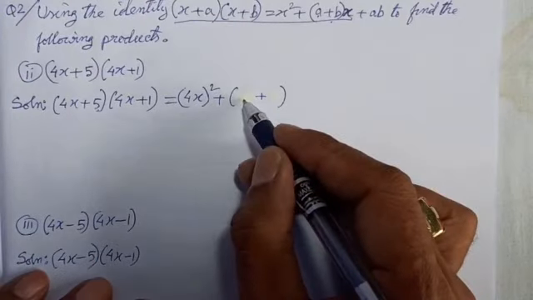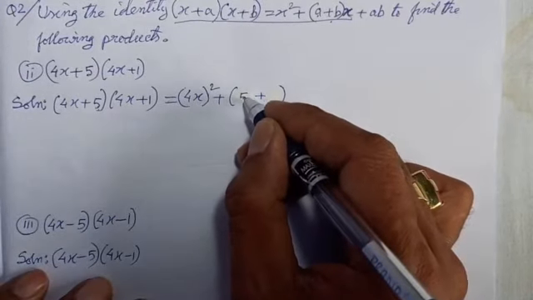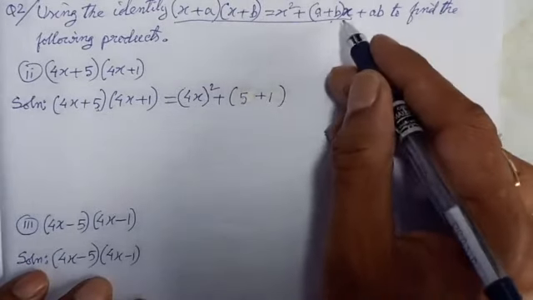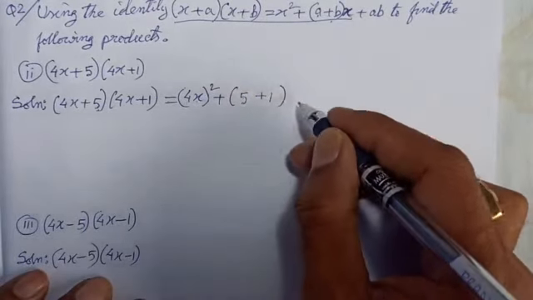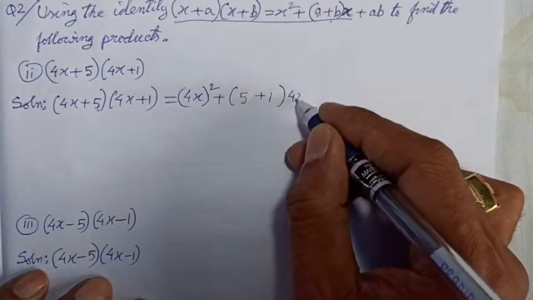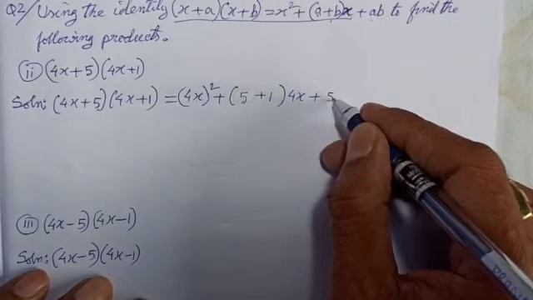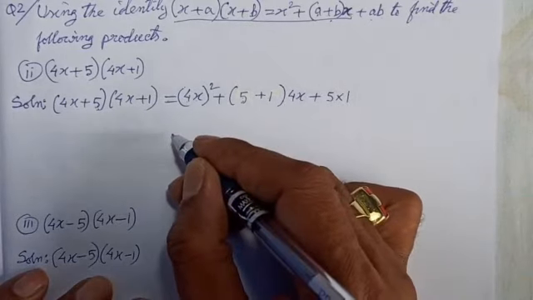So here a means 5 and b means this one. After that x means 4x, plus ab means 5 into 1. 5 into 1. Okay, now next steps.